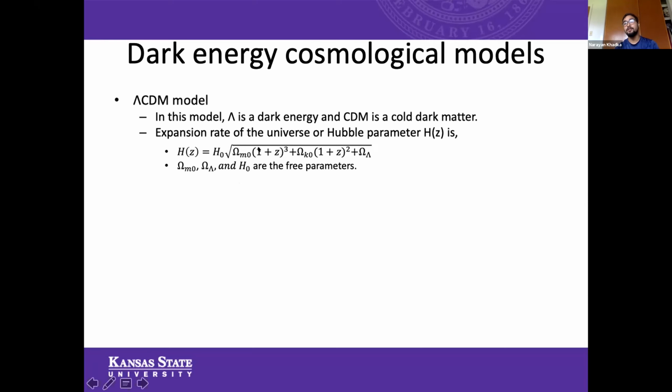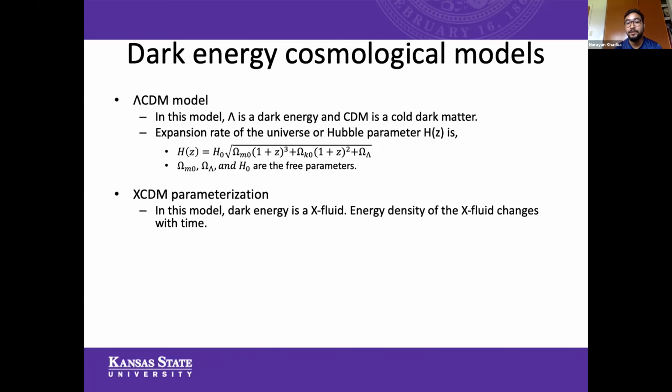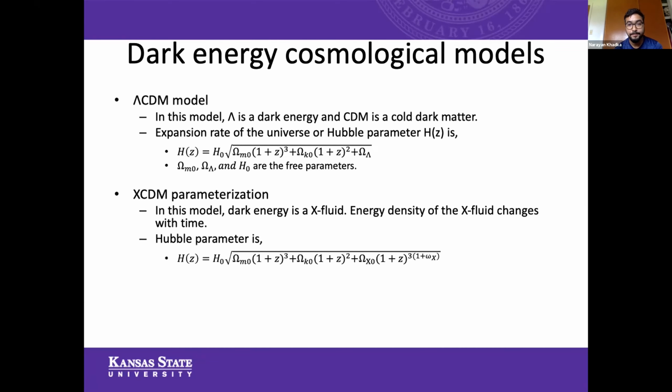In this model, dark energy is constant. It doesn't change with time, but observational data doesn't rule out some dynamics in the dark energy. So we also consider dark energy models that treat dark energy as a time-dependent quantity. The first time-dependent dark energy model is the XCDM parameterization. In this model, dark energy is a fluid, and the energy density of the X-fluid changes with time. The Hubble parameter in this model is given by this equation. Here, omega X is the equation of state parameter, and omega m naught, omega k naught, omega X, and H naught are the free parameters of this model.